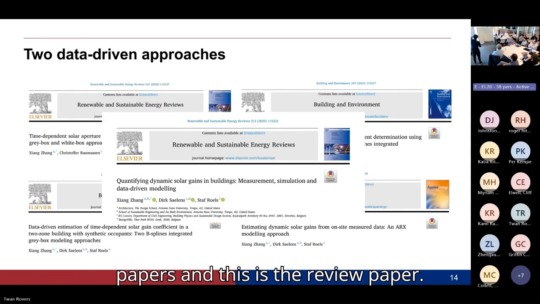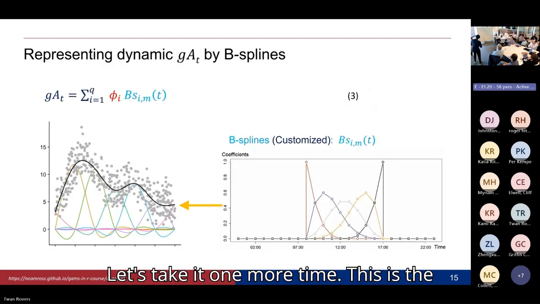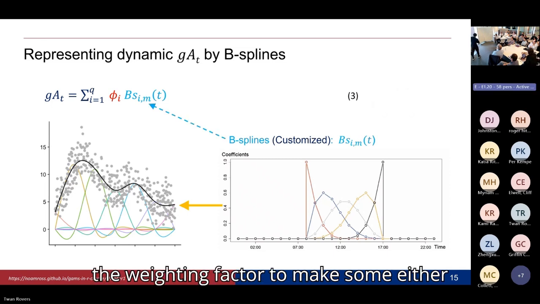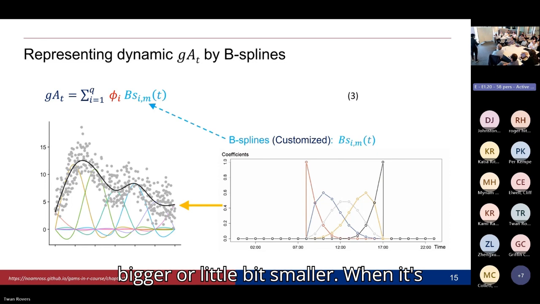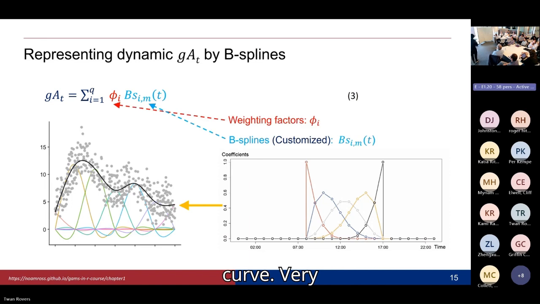And there are the papers, and this is the review paper. Yeah, so let's take it one more time. This is the pre-constructed B-splines, and we have the weighting factor to make some a little bigger or a little bit smaller. So when we sum them up, you will get this black curve. Very interesting is that this is a non-linear relationship, but if you take a look at the equation there, it seems like a linear regression. So we use the components of the pre-constructed B-splines to replace it here and transform the non-linear dynamic into a linear regression.